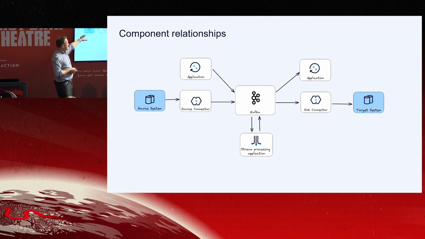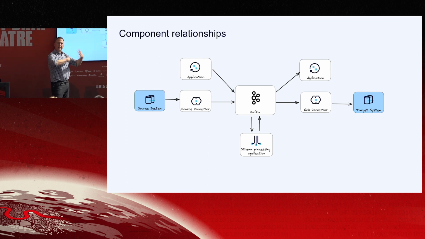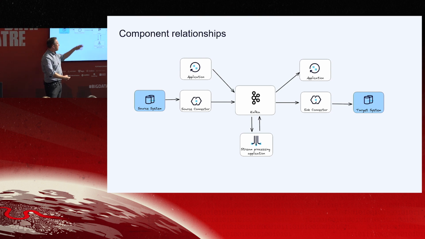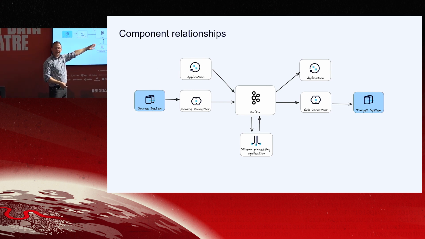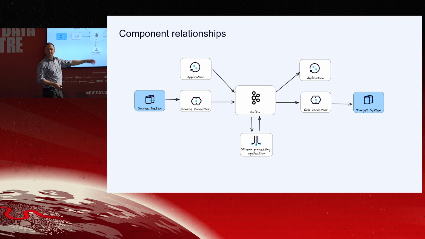We have a source system. We set up a source connector inside Kafka Connect that reads from that data system. It writes it to Kafka. We have a stream processing application that actually does the transformation logic on that. It writes it to another Kafka topic, writes it to a sink. A sink connector goes off and reads that data and loads it into a target system.